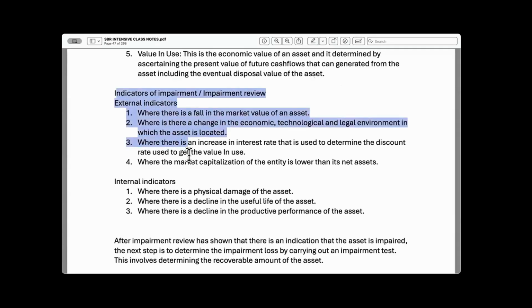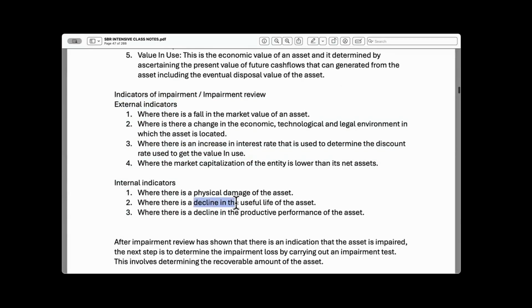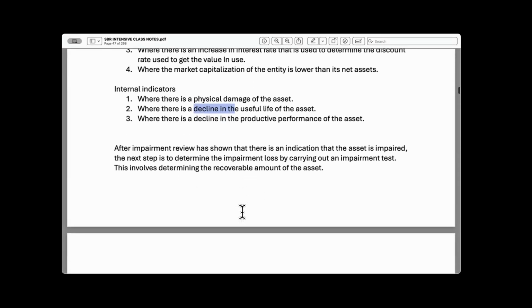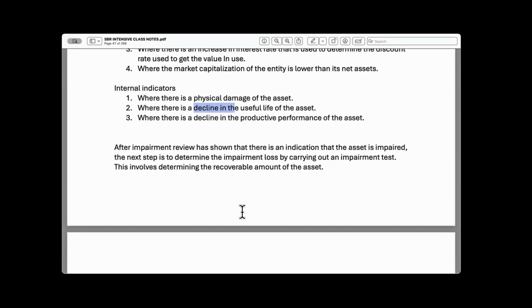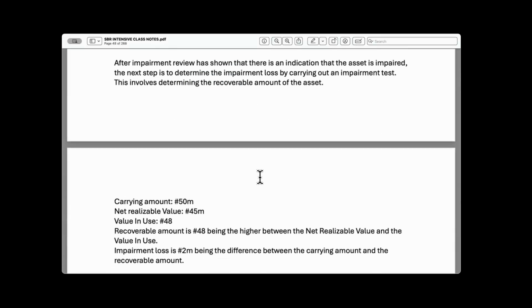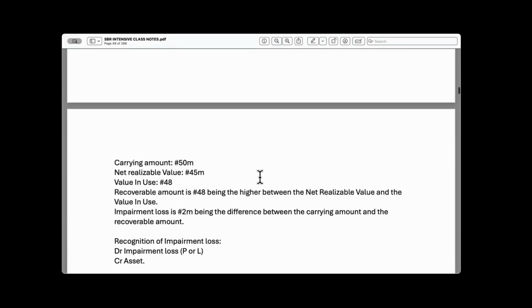It is after you have identified these indicators, like the internal indicators, that you proceed. This is talking about where there is physical damage of an asset, or where there is a decline in the useful life of an asset, or when there is a decline in the productive performance of an asset. So when you identify all of that, then you can go ahead and carry out an impairment test, which is where you're going to determine whether there's an impairment loss. And it is at this level you will compare the carrying amount with the recoverable amount.